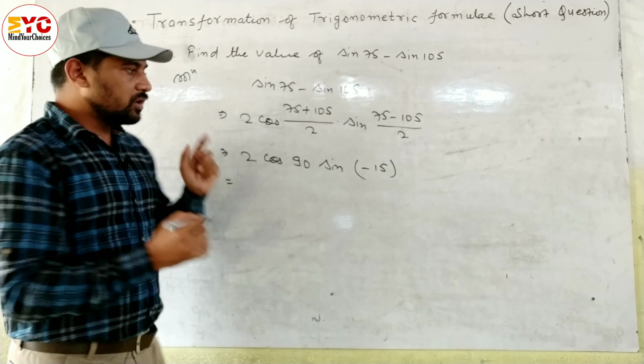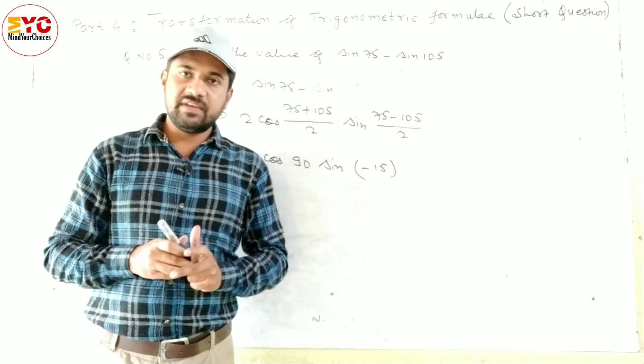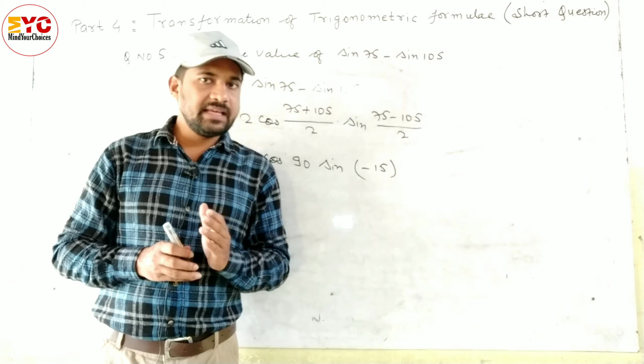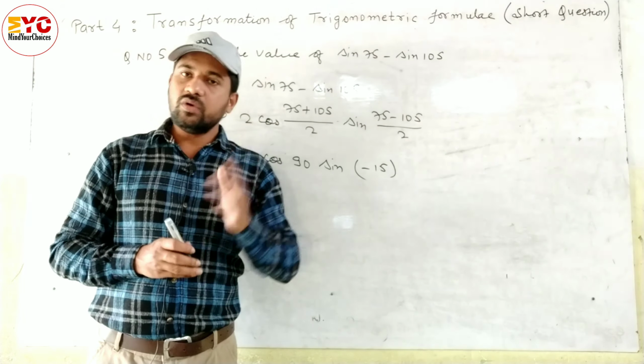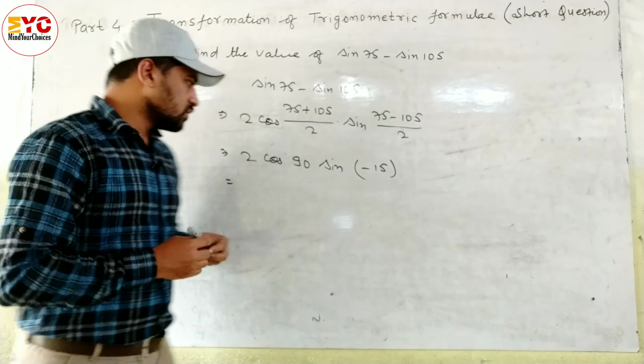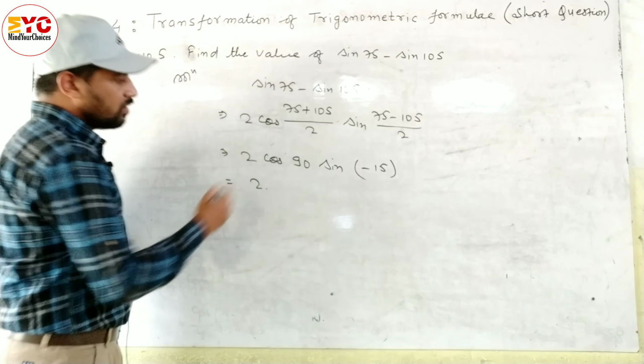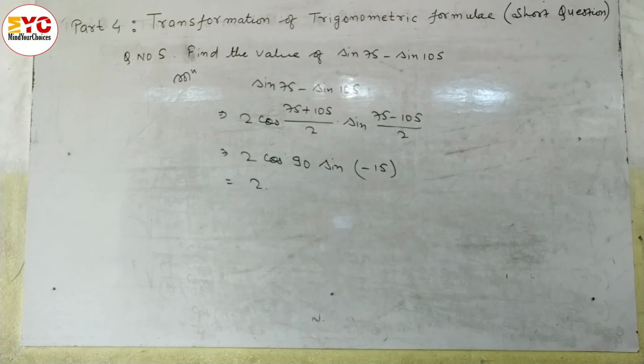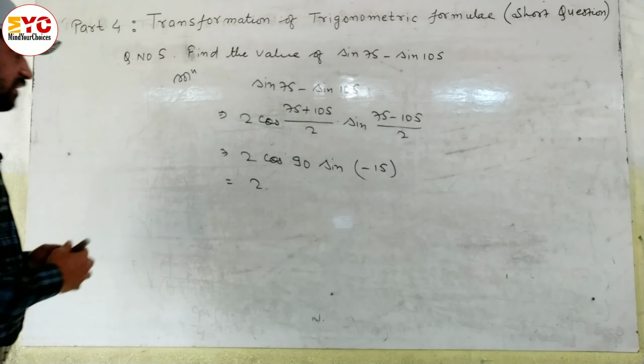And I told you before also, sine minus 15 we have to write minus sine 15, because sine minus a is equal to minus sine a. Only in cos the minus will be removed. So what we can write here, 2, the value of cos 90. What is the value of cos 90? 0. And sine 15 we don't know the value.